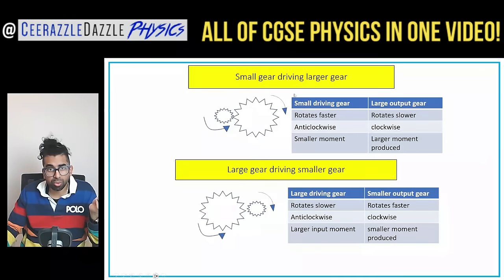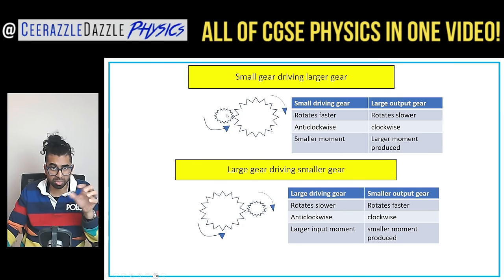Then just summarizing it all, let's say I have a small gear driving a large one. The small gear is going to rotate faster because it's smaller, it's going to be easier for it to make a complete circle compared to this one. The large gear is going to rotate slower. If the small gear turns anti-clockwise, the other gear turns clockwise. This one will have a smaller moment because it has a smaller radius. This one will have a larger moment produced.